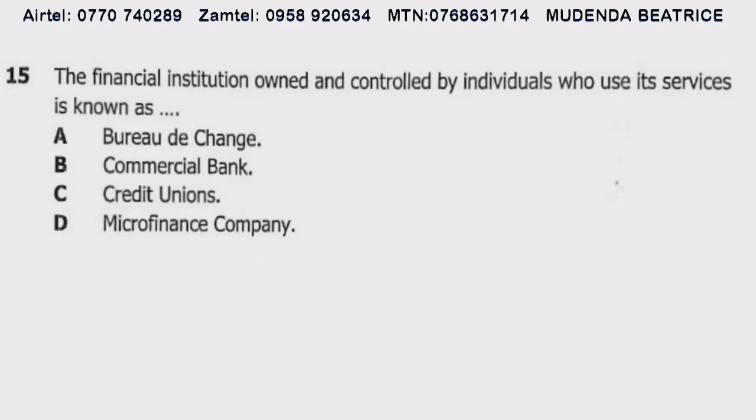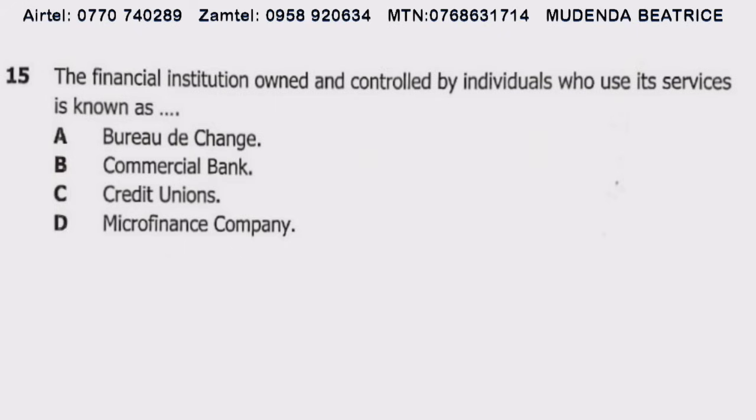Question 15 was as follows. The financial institution owned and controlled by individuals who use its services is known as A, Bureau de change, B, Commercial bank, C, Credit unions, D, Microfinance company.